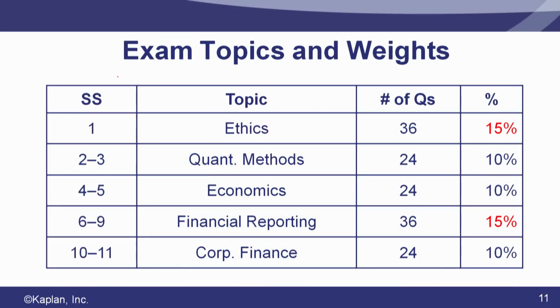But let's look at the weights. Keep this in mind going into the study, going into your review, when you're working on practice exams, the whole way. Okay? The 2 I've put in red here are the largest exam weights, 15% on ethics or standards of professional conduct, and financial reporting and analysis. And then we've got a bunch of 10s, right? Quantitative methods, econ, corporate finance.